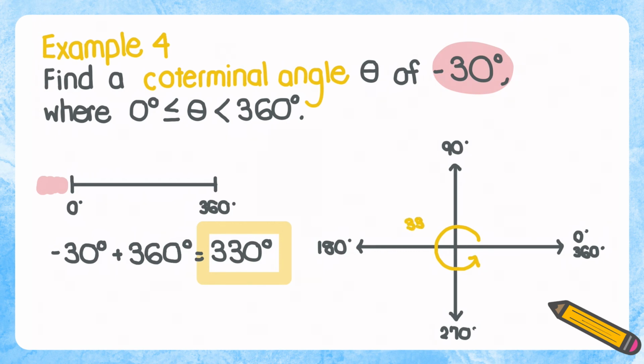And I'm drawing it out here. We end up right here on this terminal side. And negative 30 degrees is going 30 degrees, but in a clockwise direction. Notice how we end up on the same terminal side. So these two angles are coterminal.